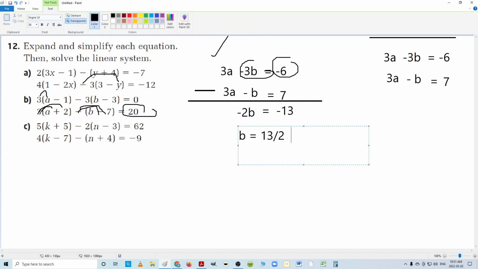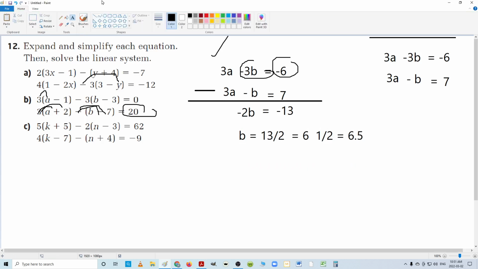over 2. And if you want to simplify, but your teacher usually likes fractions, that's the same as 6 and a half. And on Desmos, you'll see it as 6.5. But your teacher will probably prefer it in fractions, like that.